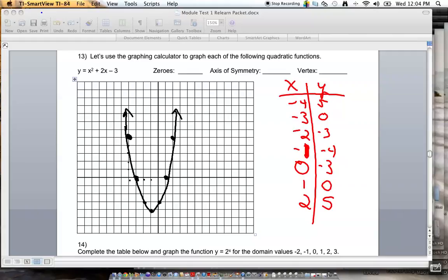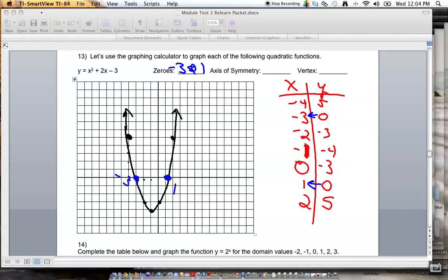Now comes the fun stuff. The zeros, which just about everybody got right too. Everybody pretty much understood that this point and this point were the zeros. Now you can look them up from the table, whatever pairs up with the zeros, or you can look at them on the graph. This is where x is negative 3 and this is where x is 1. Some people put down the coordinates. You don't put the coordinates. You only put down the values, negative 3 and 1.